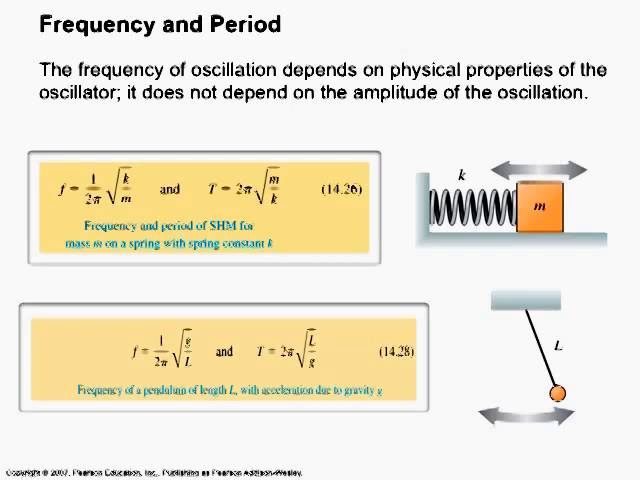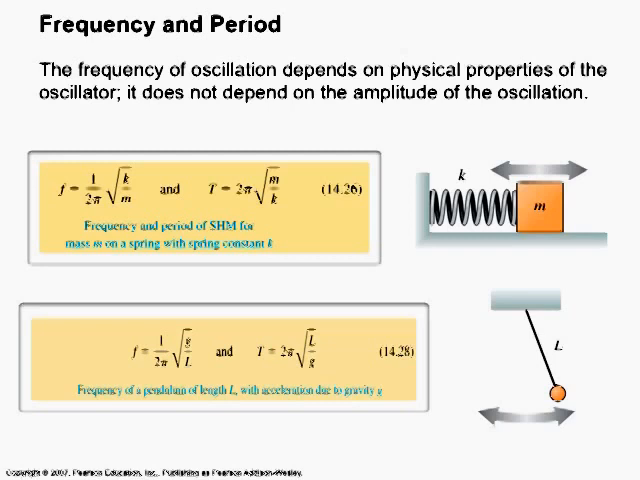The greater the mass, the less the frequency. The heavier the object that's on the spring, the less frequently it goes back and forth. The period is the opposite of the frequency. It's the inverse. The greater the mass, the longer period of time it takes. The greater the spring constant, the shorter period of time it takes.